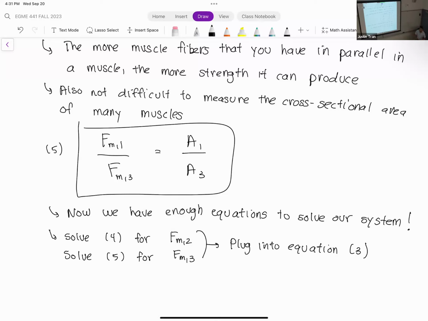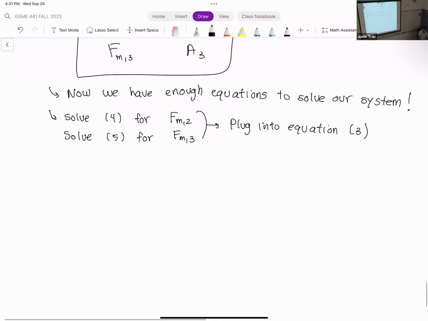Okay. Any questions on this example here? All right, and so that's generally what you would do when you have more muscles than you have equations. So let's look at another joint. Okay, so we spent all this time talking about the elbow joints. Let's look at another joint.